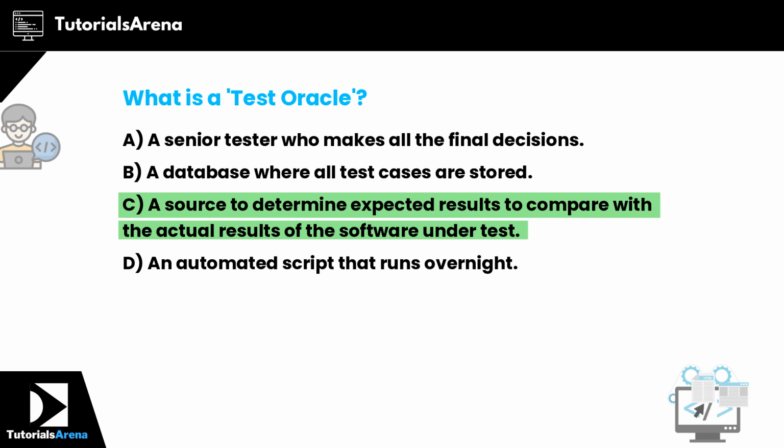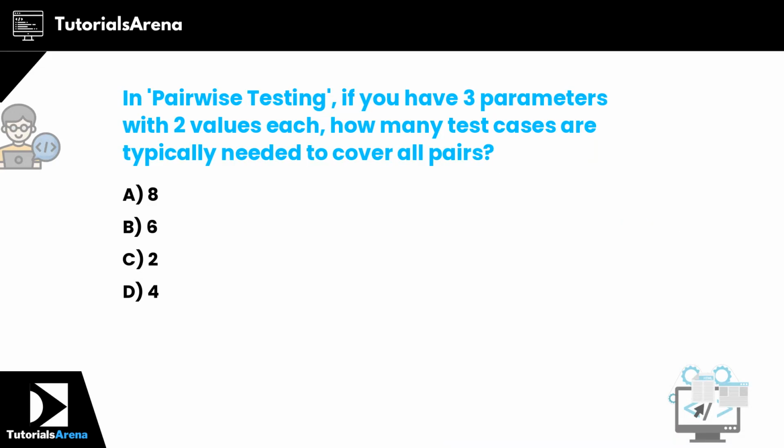In pairwise testing, if you have 3 parameters with 2 values each, how many test cases are typically needed to cover all pairs? The correct answer is option D, 4.